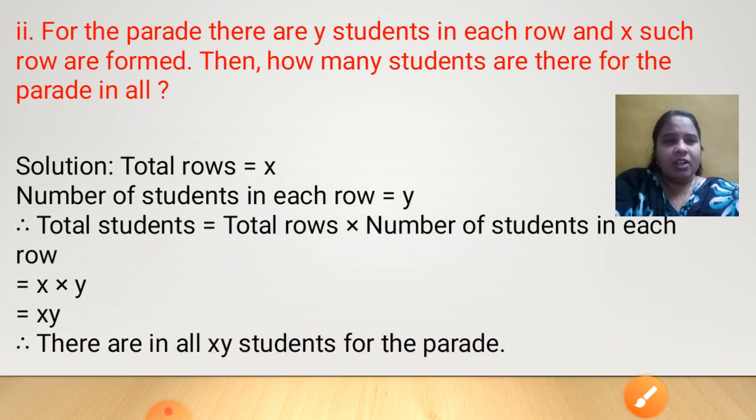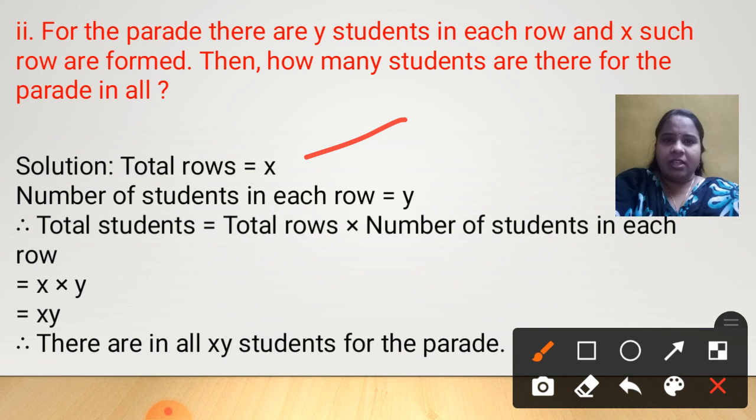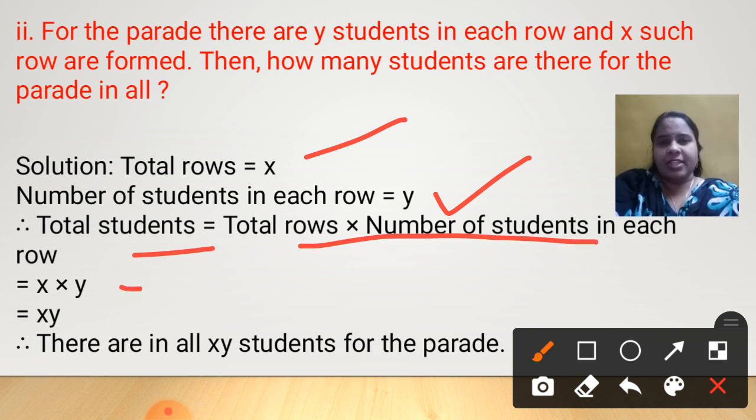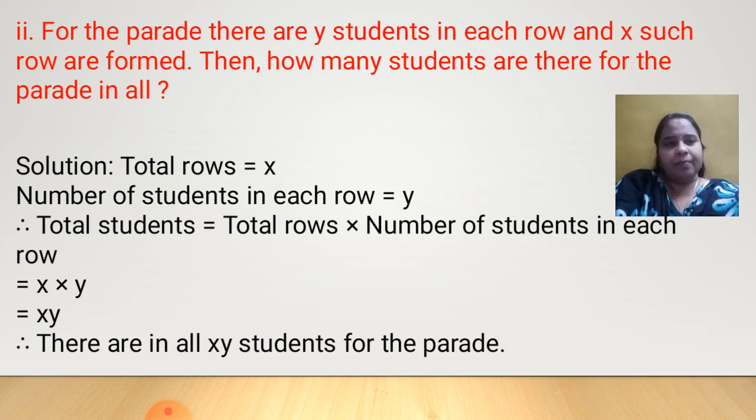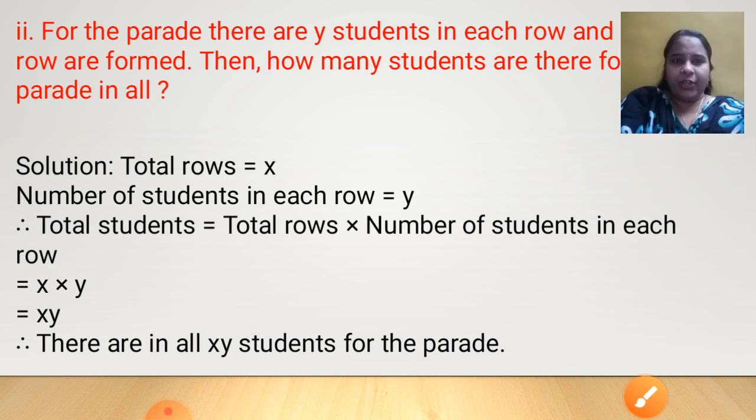Let's see. Total number of rows is X. Number of students in each row is Y. So total number is nothing but total number of rows into number of students, that is X into Y, XY. I have explained you with the help of an example just now. Is it clear? So write these steps. Final answer. There are in all XY students for the parade. Okay. So write it quickly and move to the next question.